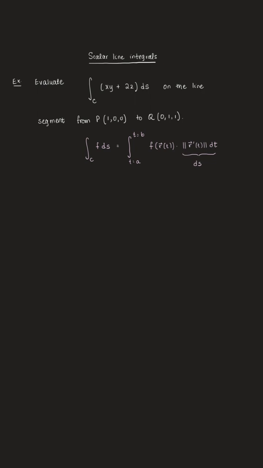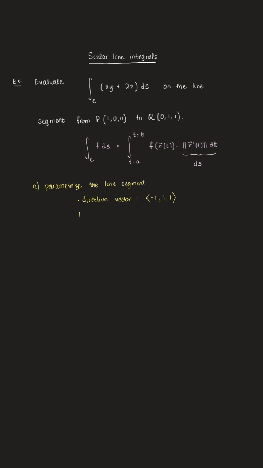So let's get started. The first thing we'll need to do is parametrize the line segment from P to Q. And one way to do that is to find the direction vector of the line. We can find the direction vector by subtracting corresponding coordinates of P from Q. The difference between the x-coordinates from P to Q will be 0 minus 1, so negative 1, 1 minus 0, 1, and 1 minus 0, 1.